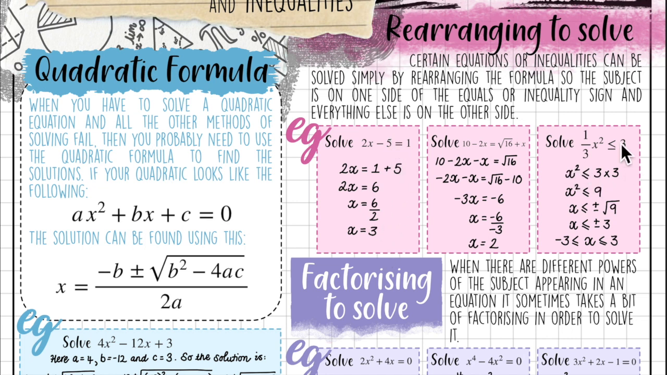Okay, what about this example on the right? Here we have a third x squared is less than or equal to 3.